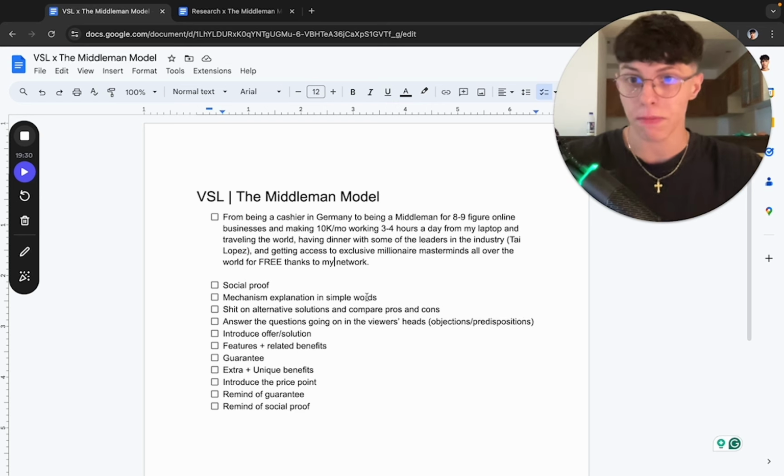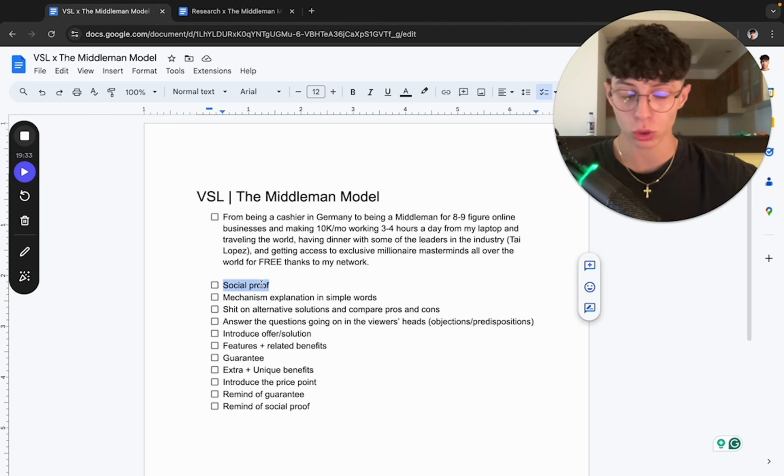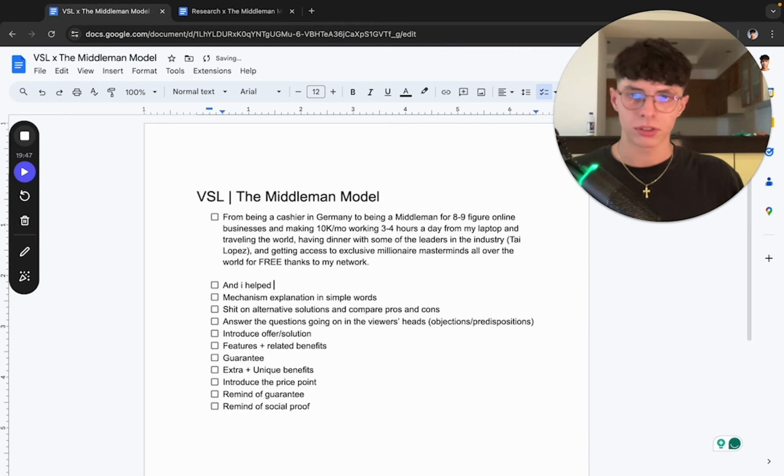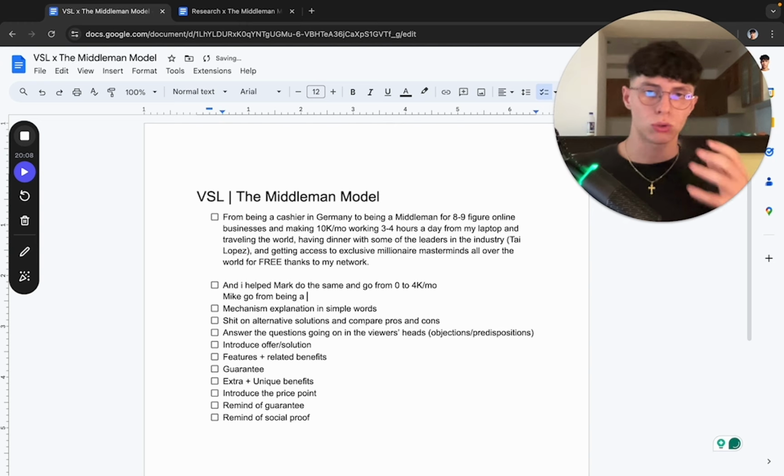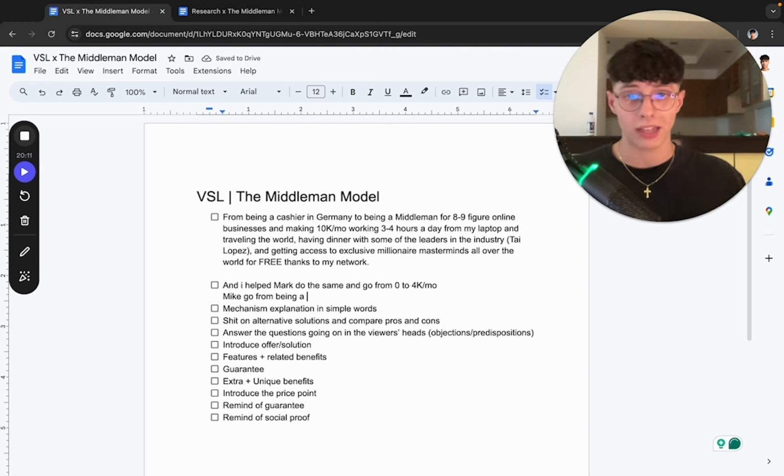Now that we did this, the next step is social proof. Social proof is basically how many other people did you help do the same thing. In this case, because obviously it's a coaching program, what's our social proof here? Now, I don't know exactly the names, but I already know what I'm going to say: I helped Mark do the same and go from 0 to 4k a month. Then there's going to be someone else, right? Mike. We're going to do something personal for each one of these people, which I don't know yet. I'm going to have to talk with the client for that.